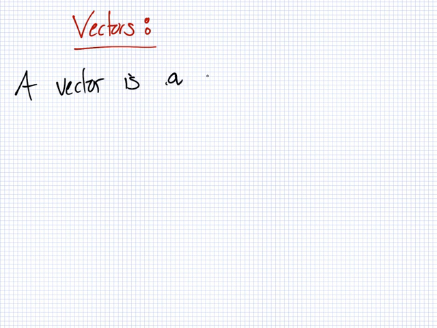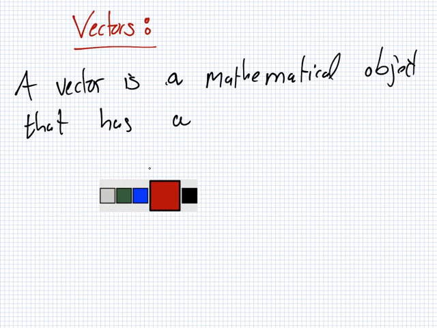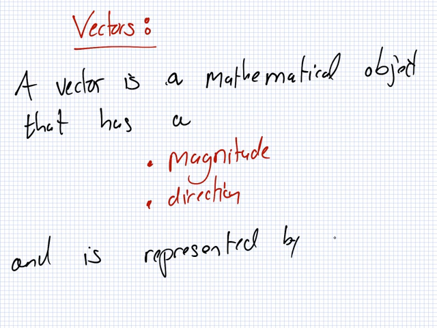A vector is a quantity, is an object, now let's be more technical, is a mathematical object that has a magnitude and a direction, and is represented by an arrow.